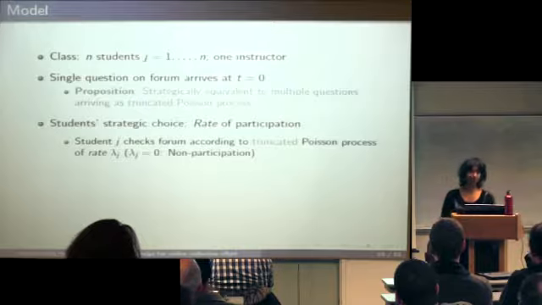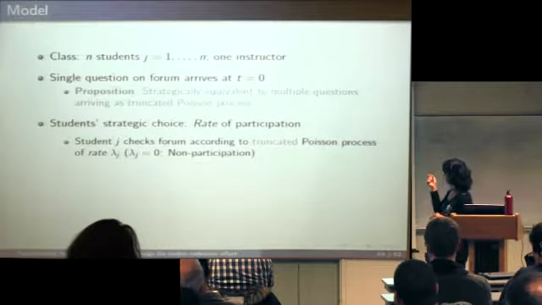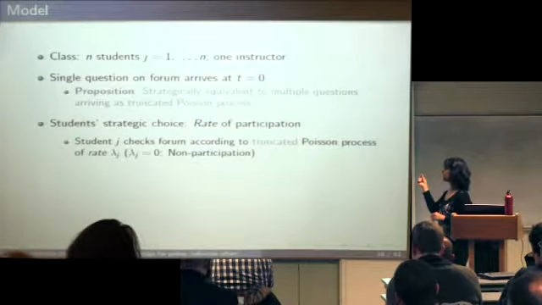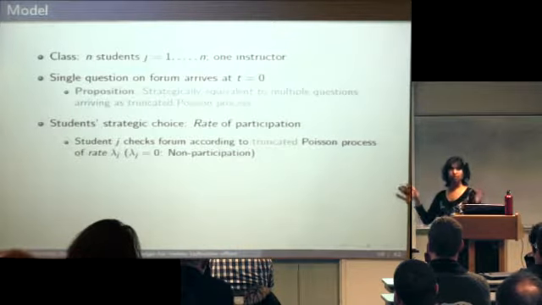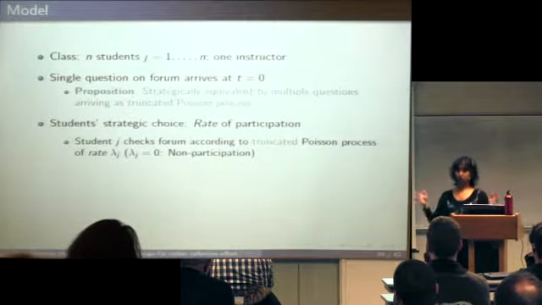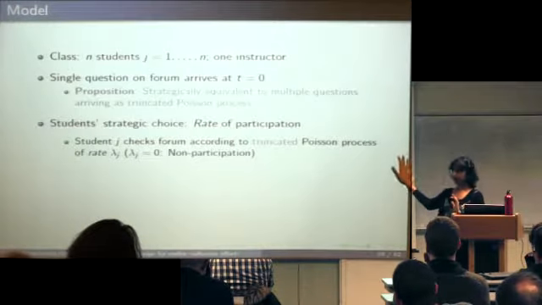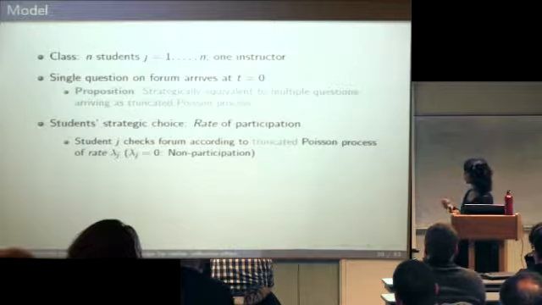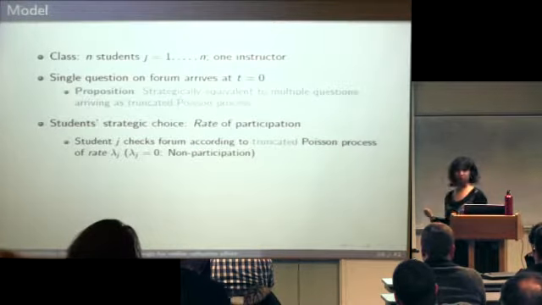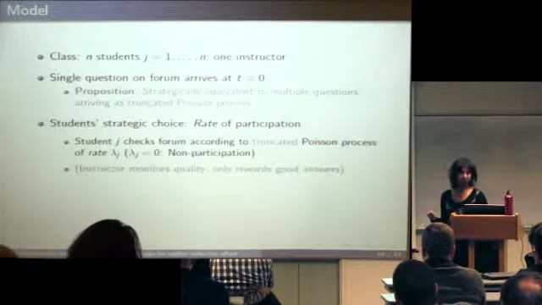The student's strategic choice is going to be the rate of participation, and we are going to model this rate via a truncated Poisson process. The truncation is because no course goes on forever, but don't worry about that, it's a technical detail which doesn't make a difference. So a student checks the forum according to a Poisson process of rate lambda j.